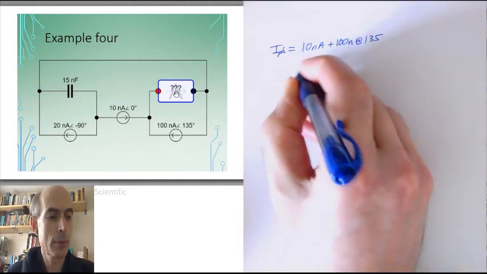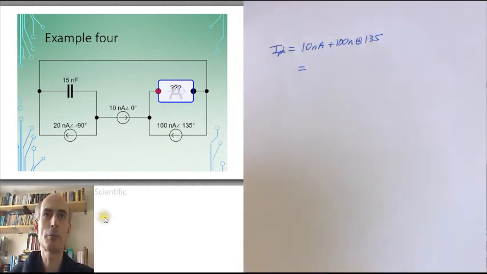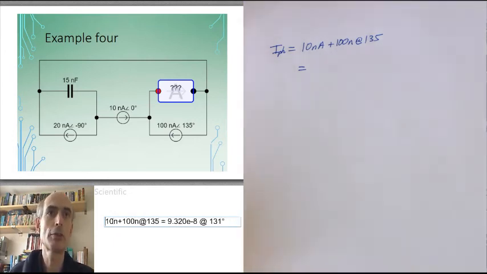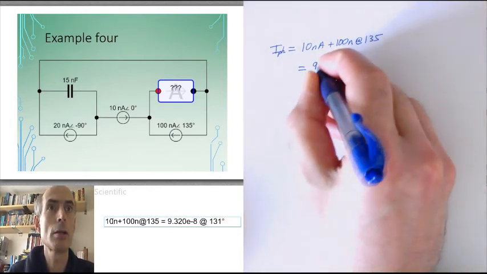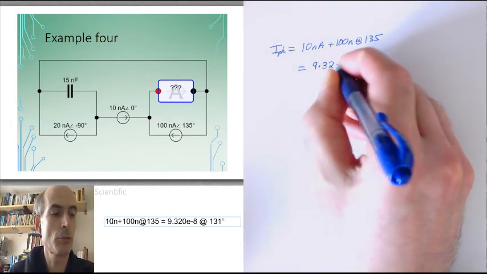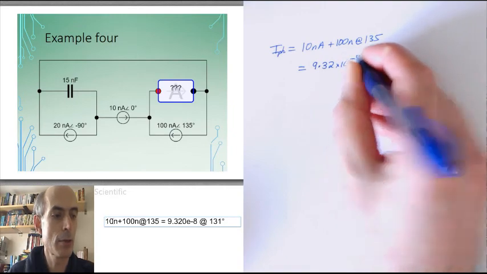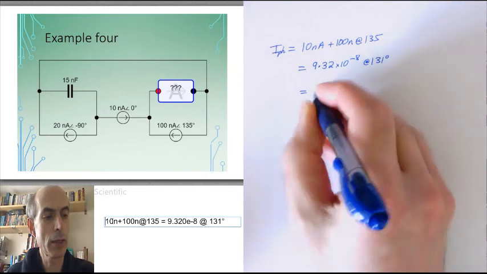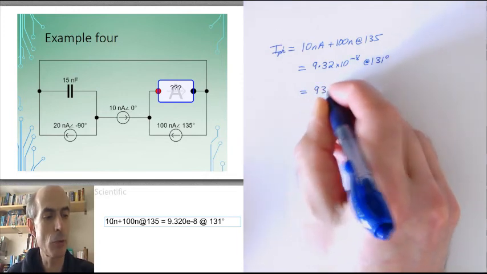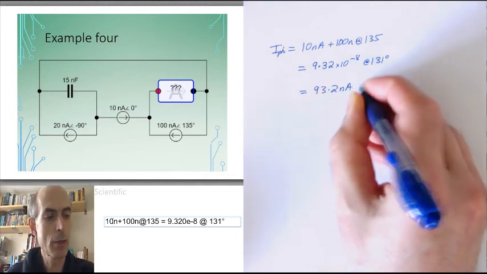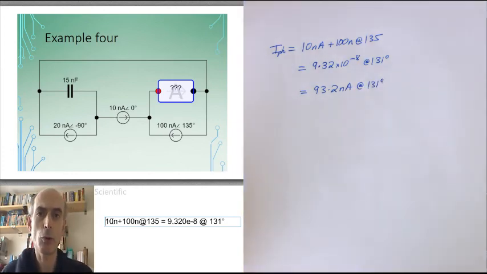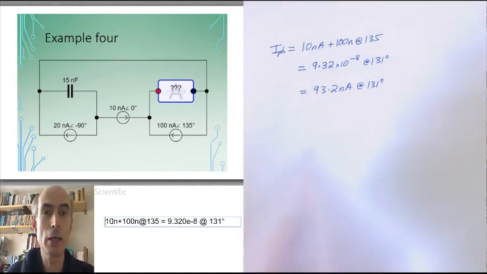So, once again, a bit of complex maths required. This time 10 nano plus 100 nano at 135 degrees is 9.32 times 10 to the power of minus 8 at 131 degrees. And I would probably normally write that as 93.2 nanoamps at 131 degrees.